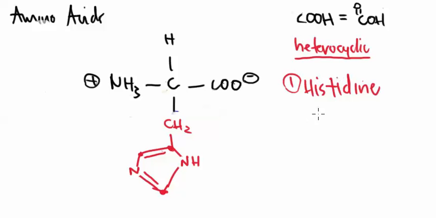Histidine. The 3-letter abbreviation is HIS, and the 1-letter abbreviation is H. So histidine. This is not histamine. For those of you with allergies, you are very familiar with histamine. This is not histamine. That is something completely different. Histidine is an amino acid. Histamine is not. So one of those things where a slight ending change really gives rise to a completely different type of molecule that does a completely different type of job. So histidine, there's the structure.